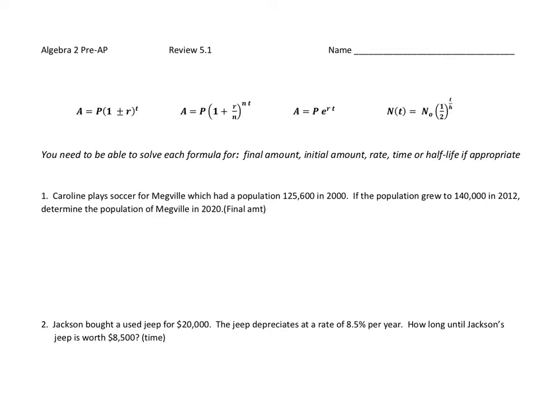This test covers exponential growth and decay, including calculating interest rates and also half-life. And so what you're going to have to do on this test is solve for the final amount, the initial amount, the rate, the time, or the half-life if appropriate, depending on what the question is asking for.